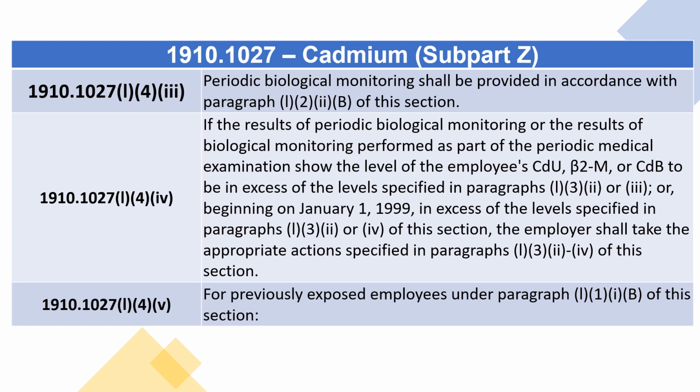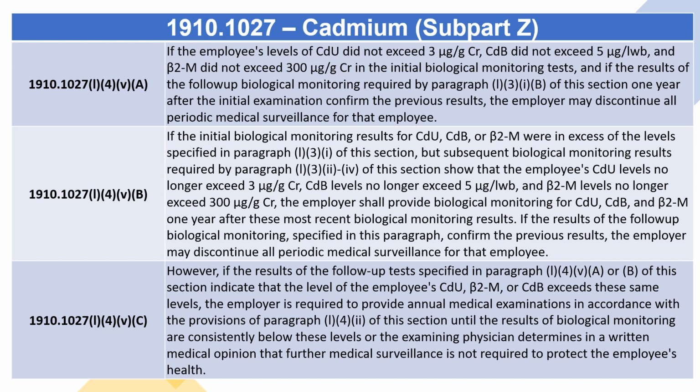1910.1027 L4(5) For previously exposed employees under paragraph L1(1)(b) of this section. 1910.1027 L4(5)(a) If the employee's levels of CDU did not exceed 3 micrograms per gram creatinine, CDB did not exceed 5 micrograms per liter of whole blood, and beta-2M did not exceed 300 micrograms per gram creatinine in the initial biological monitoring tests, and if the results of the follow-up biological monitoring required by paragraph L3(1)(b) of this section 1 year after the initial examination confirm the previous results, the employer may discontinue all periodic medical surveillance for that employee.